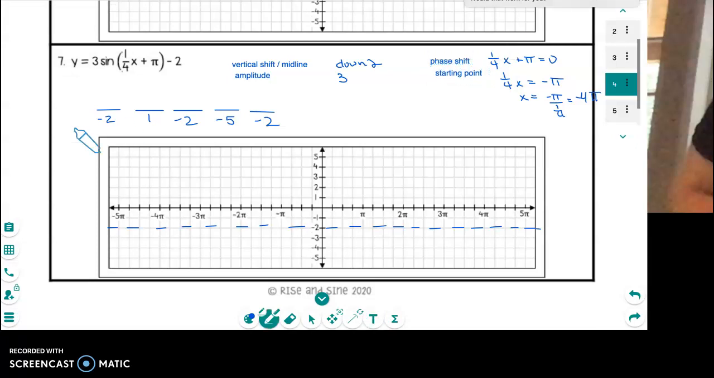So we know now that the starting point is going to start at negative 4 pi. It's actually going to start way over here. So there's the starting point right there.